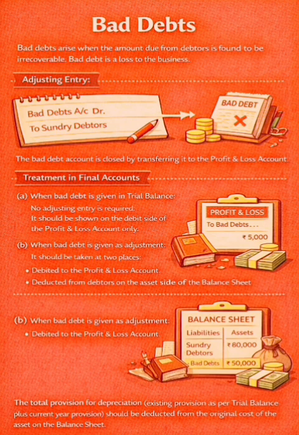Treatment in final accounts. A. When bad debt is given in trial balance, no adjusting entry is required. It should be shown on the debit side of the profit and loss account only. B. When bad debt is given as adjustment, it should be taken at two places: debited to the profit and loss account, and deducted from debtors on the asset side of the balance sheet.